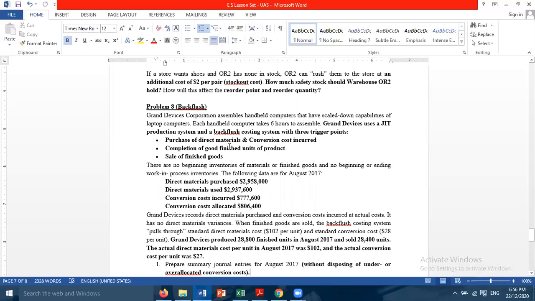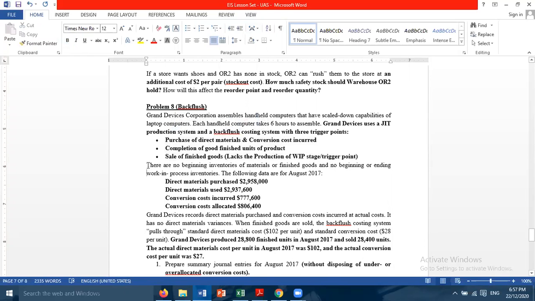Okay, so what we know here is that Grand Devices only uses 3 stages, unlike normal costing methods. As we can see, this lacks the production of WIP, work in process, stage or trigger point. So what we do know is that they simplify their journal entries by not including the stage of the production of WIP. Okay, next one.